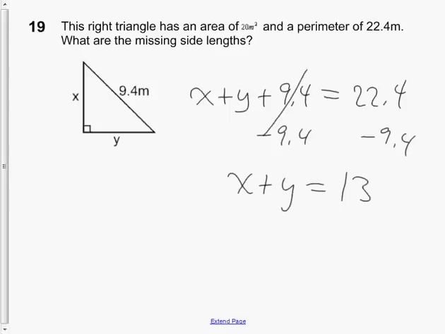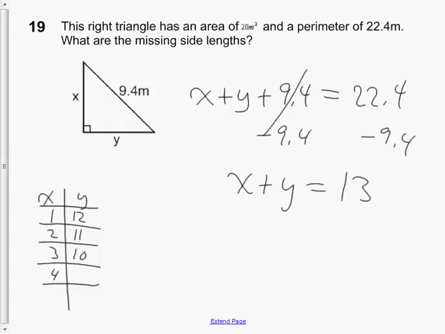So the values could have been, if I made a chart, we could add 1 and 12. We could add 2 and 11. We could have 3 and 10. We could have 4 and 9. We could have 5 and 8. We could have 6 and 7. Those are all of the values, and we go backwards again, 7 and 6, and so on and so forth. Those are all of the values of x plus y that equal 13.